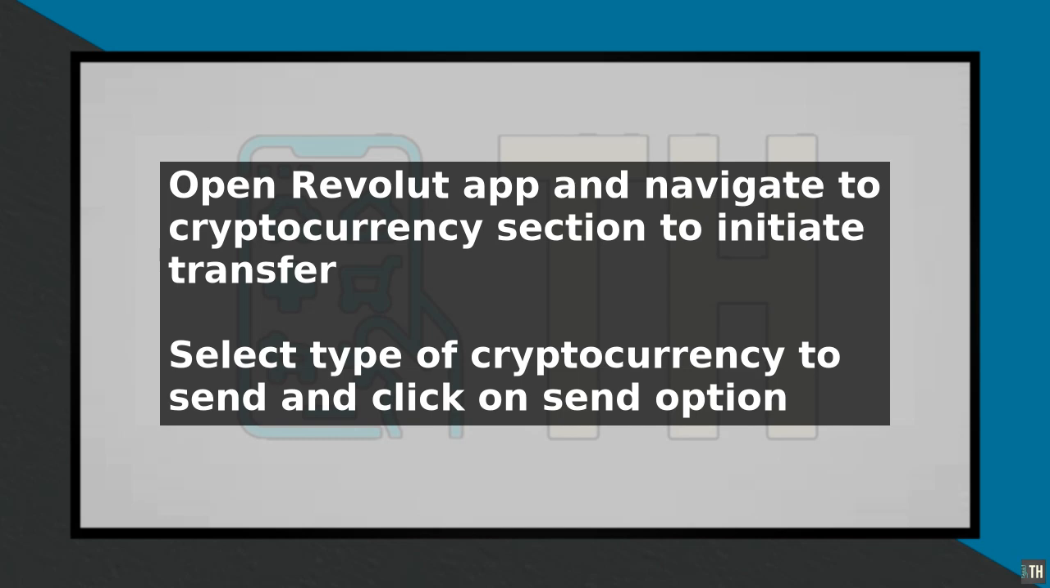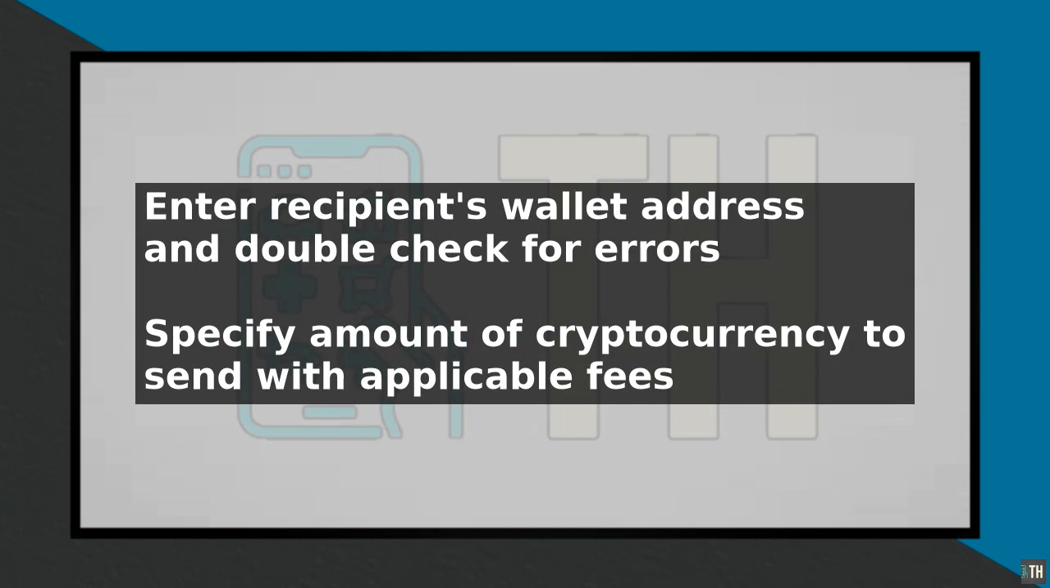You will also need to specify the amount of cryptocurrency you want to send. You can choose to send a fixed amount or a percentage of your available balance. Be aware that Revolut may charge a small fee for the transaction, which will be deducted from the amount you send. Before confirming the transaction, review the details carefully, including the recipient's address, the amount, and any applicable fees. If everything is correct, confirm the transaction and wait for the funds to be transferred.